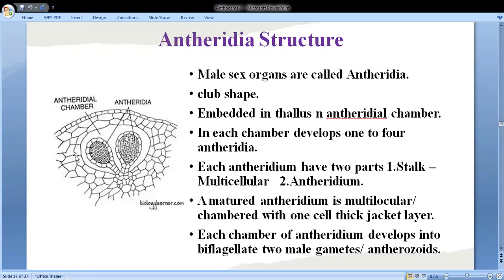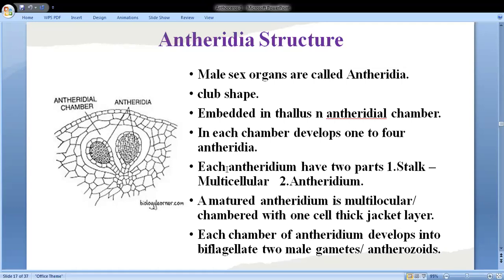Okay. So this is the Anthoceros antheridia structure. This is a club shaped structure called the antheridium. It is embedded in the thallus in an antheridial chamber. These are the antheridia. Each antheridium has two parts, the stalk, which is multicellular, and the antheridium itself. Club shaped structure, antheridium.